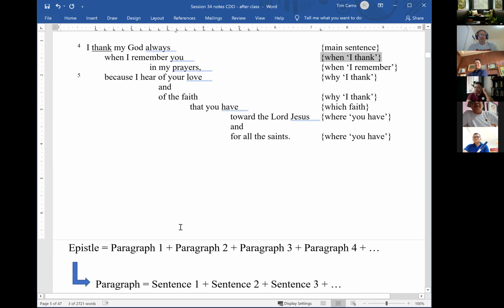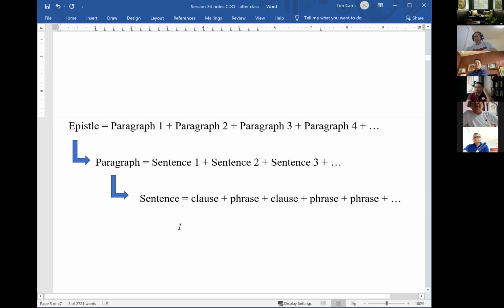All right, so let's just remind ourselves how, and I'm looking at an epistle here. Of course, this could apply to a poem. It could apply to parts of narrative, but we'll just step back and look at epistles, because that's where diagramming is really the most helpful tool we can use.